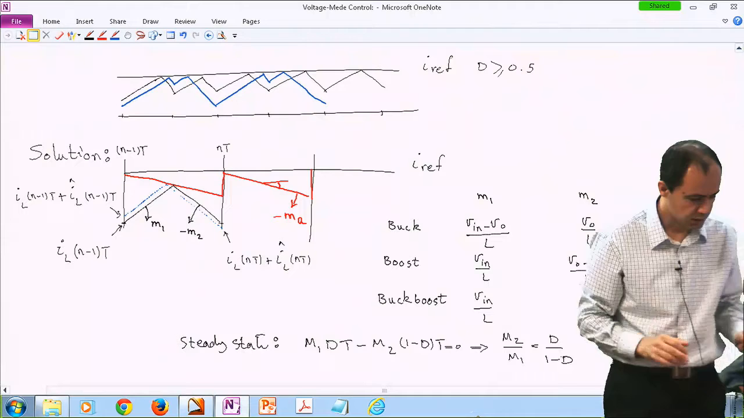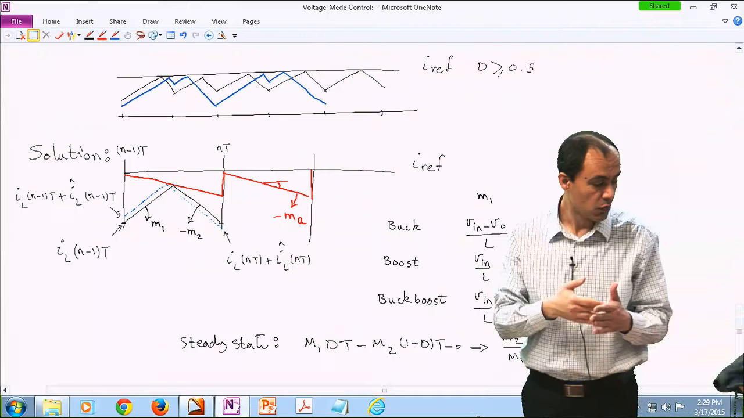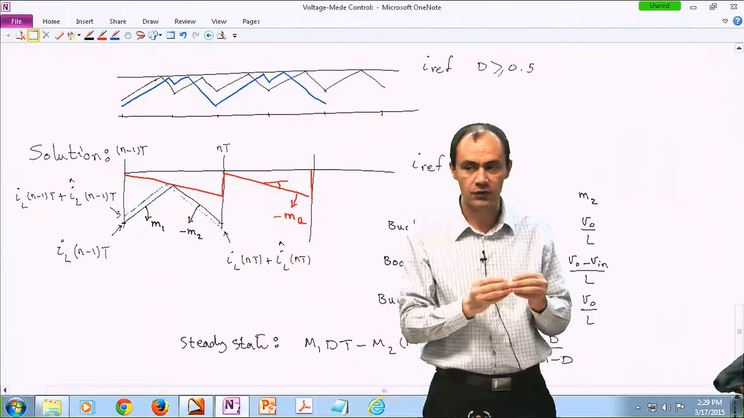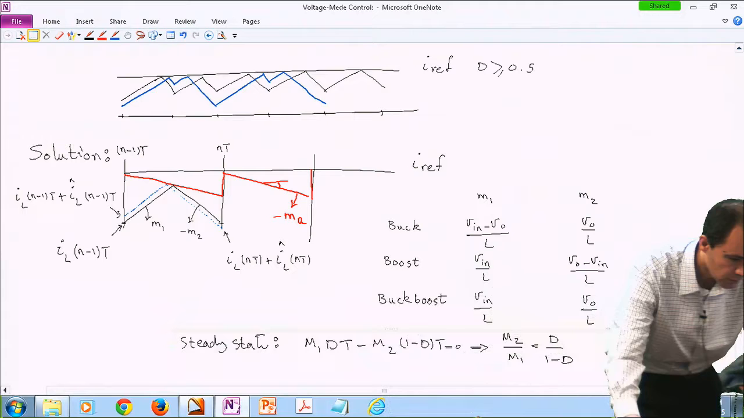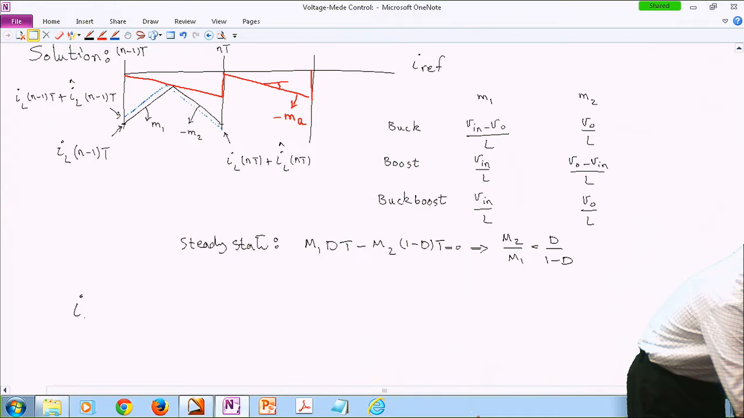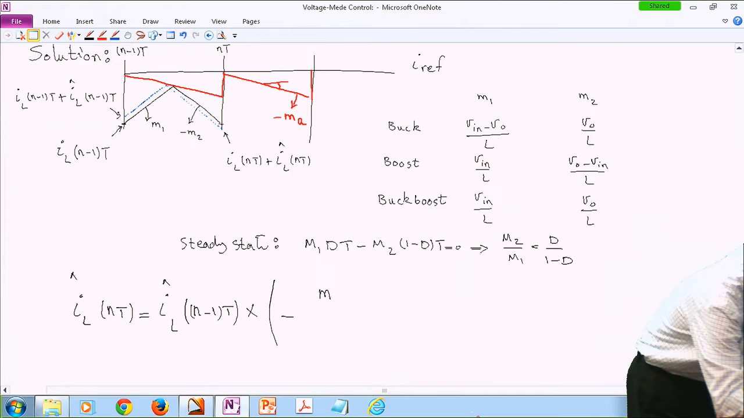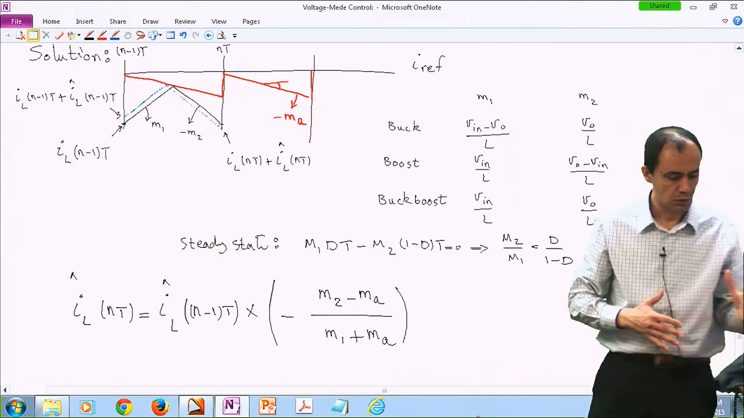Let's go back to our graph. We have a reference that comes from the voltage compensation block. We subtract a sawtooth waveform, or an external ramp, or an auxiliary ramp, from that reference. And then we do peak current mode control, basically. Okay, so once you do this geometrical analysis, you're going to end up with this expression. The amount of perturbance at the end of the cycle is the amount of perturbance at the beginning of the cycle multiplied by this expression.